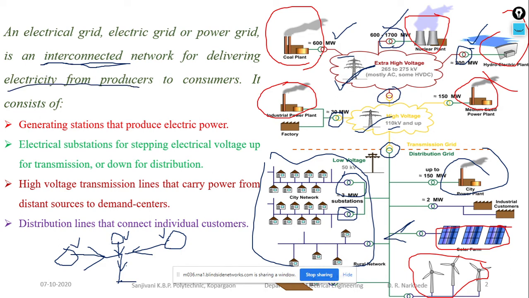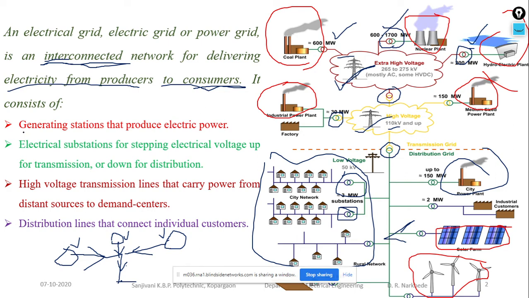So there are different producers: coal power plant, nuclear power plant, hydro power plant, industrial power plant, medium size, large size, city size. Solar is there, wind is there, biogas is there. So different types of power plants we are going to connect together, and that's what is called interconnected. And whom do they connect to? They connect to consumers. So it is a network which will connect the power producer to the consumer.